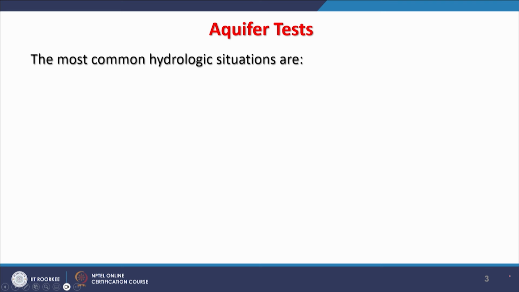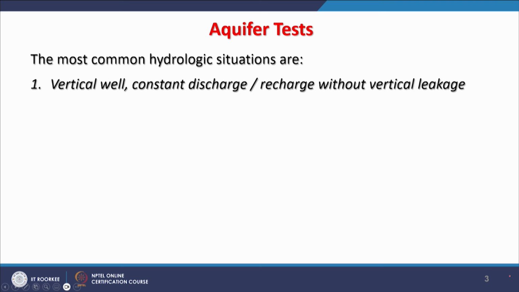Which are the most common hydraulic situations? The first one is, of course, generally we have a vertical well, and we would like to achieve a constant discharge. That is our aim. Initially, in the first part of this discussion, we discussed that we would like to withdraw the water perennially with the same amount of water all the time. So, we want constant discharge, but whether there is a recharge also, that we have to think about, without any vertical leakage. That is another important thing.